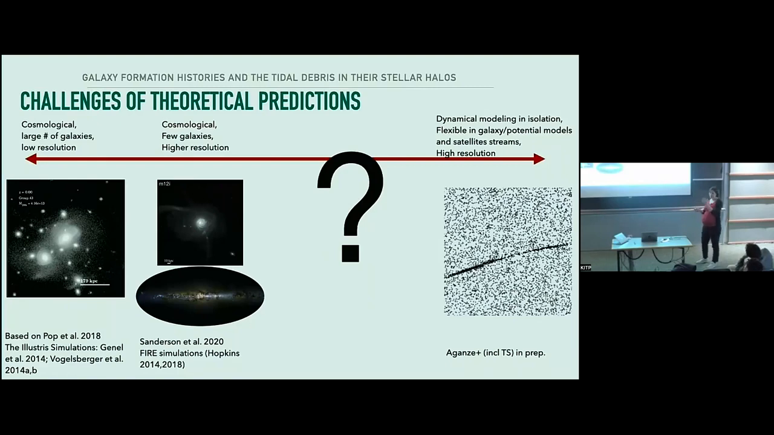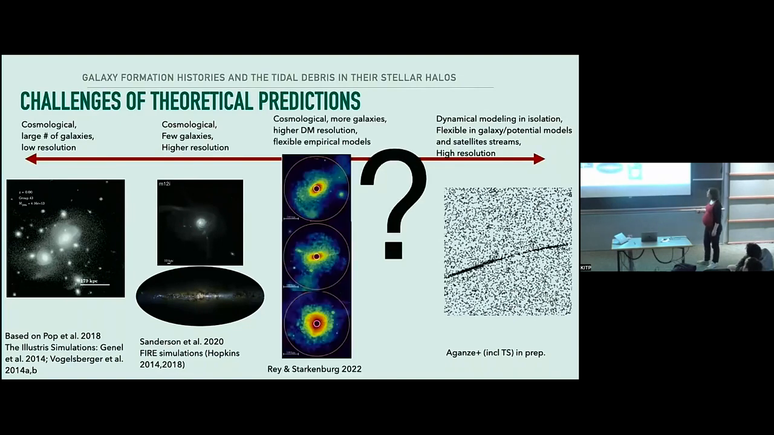And so what Martin showed just before lunch is that one way to do this is to go to dark matter only simulations with empirical galaxy formation models on top.